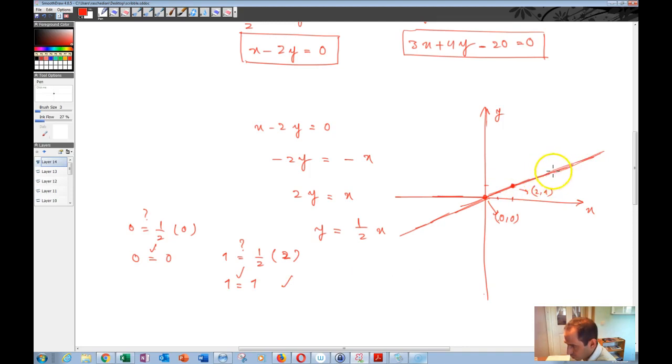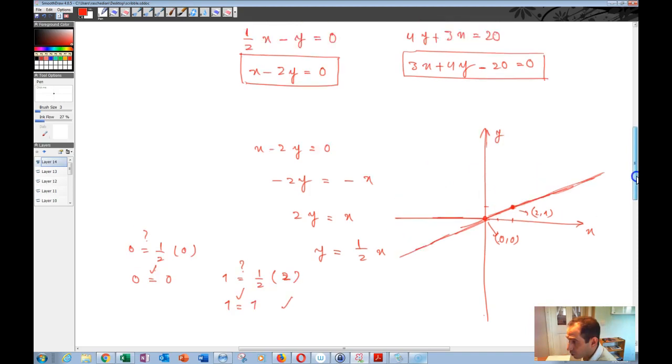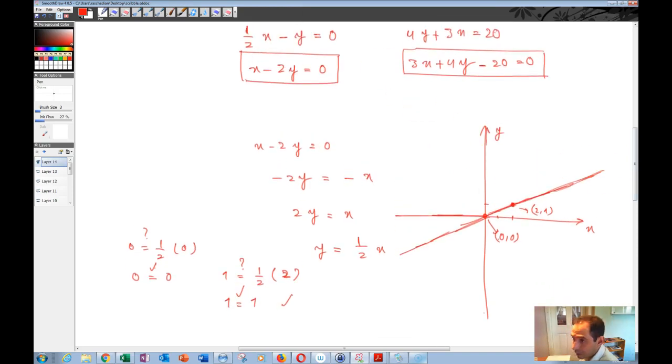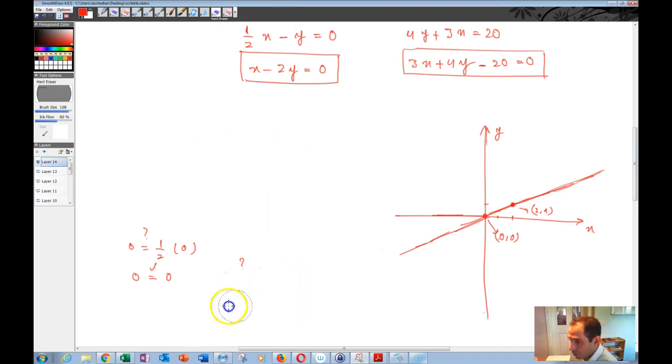So any point that you pick on this line is going to be a solution to this equation. And so you can say that this equation has infinitely many solutions, taken basically alone, not with the other equation. Now, this line over here is basically x minus 2y is equal to 0, okay?